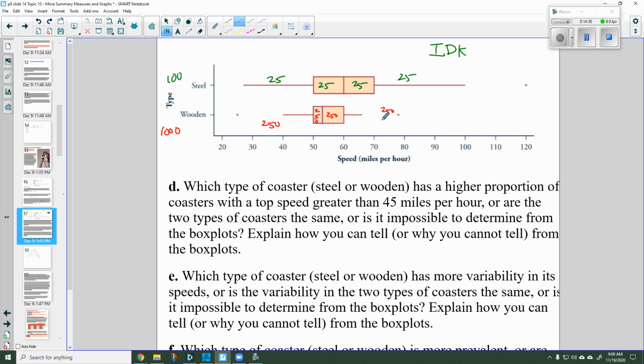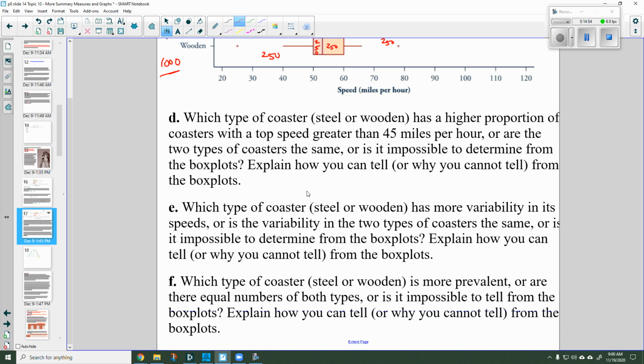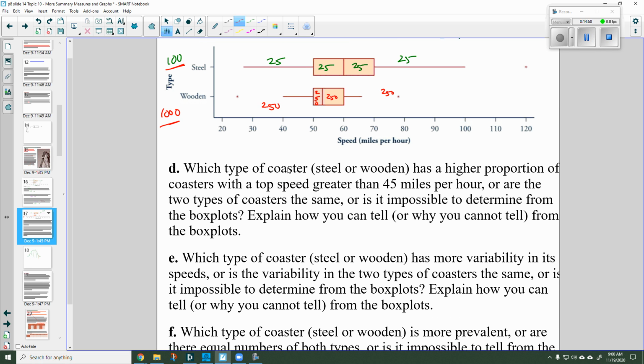So even though the steel looks a lot bigger, there could very easily be far fewer steel roller coasters than wooden roller coasters, because all the box plot is giving us is the percentages. It's not giving us the actual numbers. So that's a really good problem to help you understand how to interpret box plots. I would give it some thought.